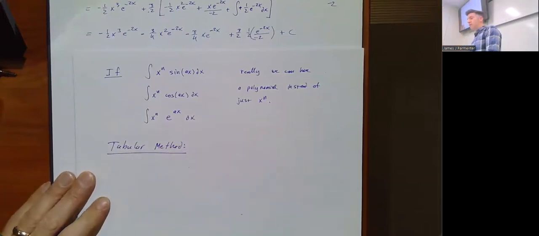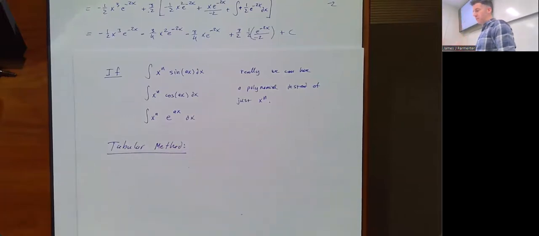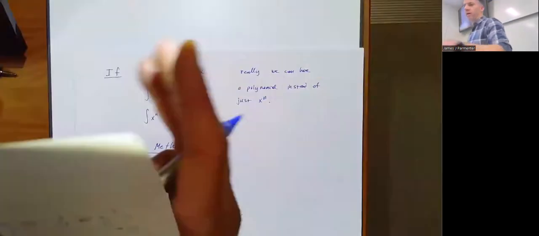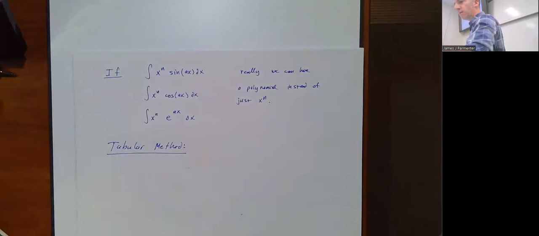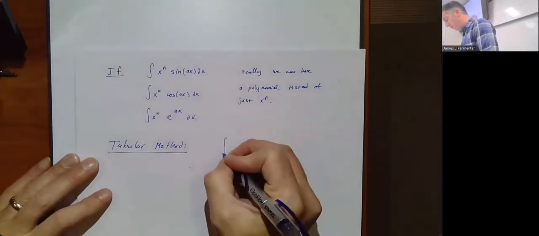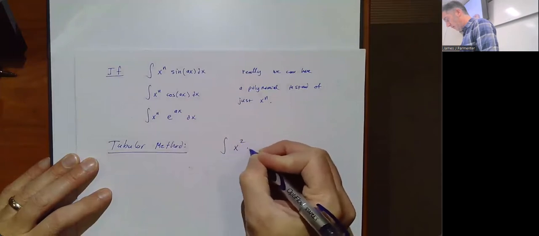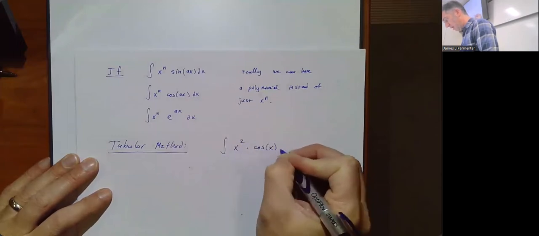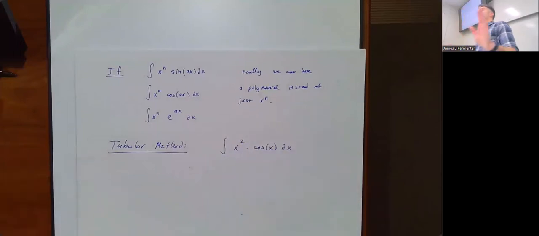So let's actually look at this. Let's look at the previous one, not the one we just did, but the one before that, which was, I forgot what it was because I put it away. It was x squared times cosine of x. So here's how the tabular method works for x to a power times either cosine or sine or e to the x. This does not work for any other type of integral.